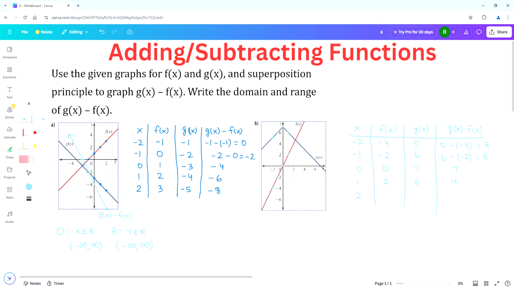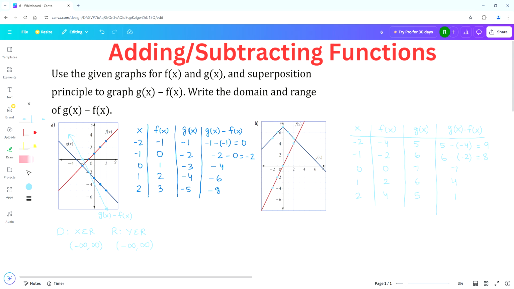At x equals 2, f at x is equal to 4, this point on the red line. At x equals 2, g at x is equal to 5, this point on the blue line. So at x equals 2, g at x minus f at x is equal to 5 minus 4, which is equal to 1.